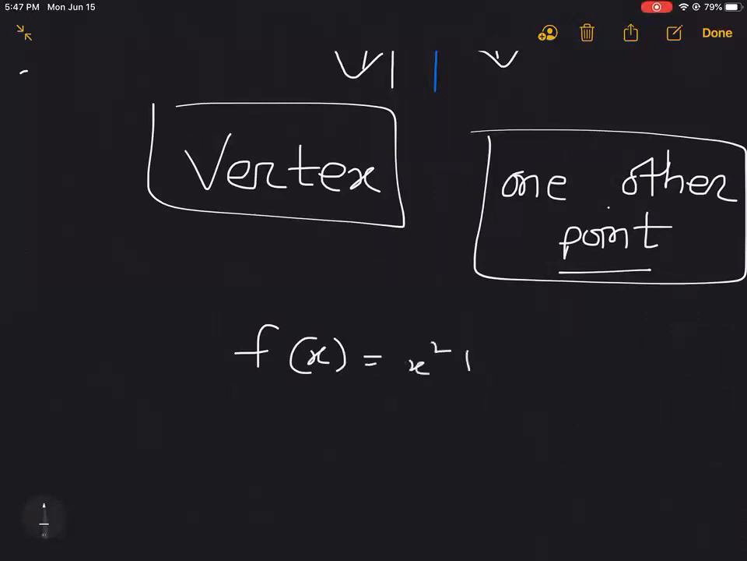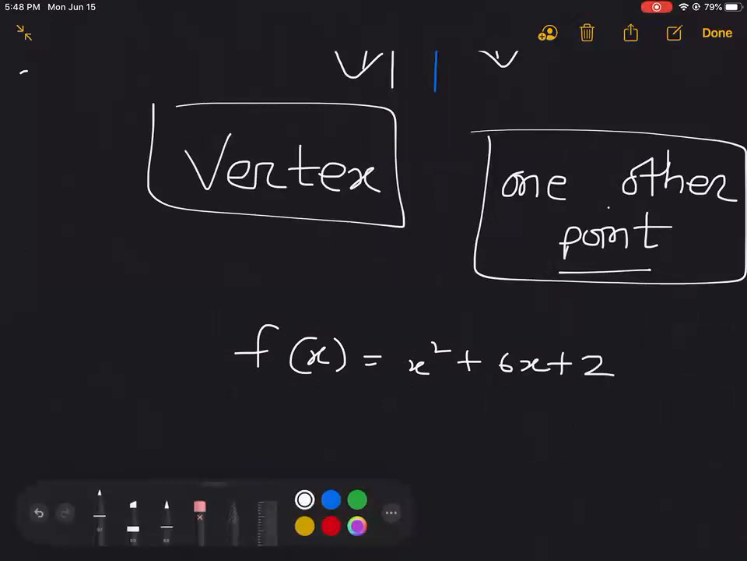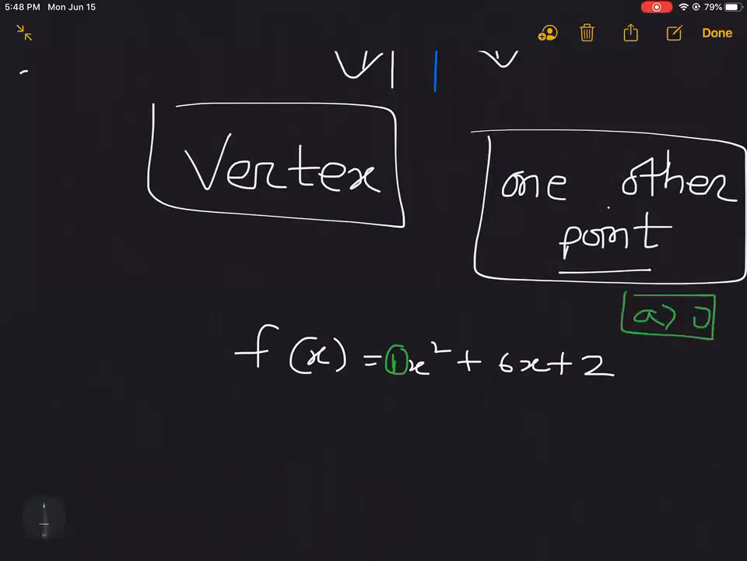x squared plus 6x plus 2. Okay, so first of all, what's the value of a here? The value of a here is 1, which is greater than 0. So definitely our graph will look like this. It's concave up, right? It's concave up, we know that. So at least we know the graph will look like this. If we have multiple choice questions, at least we know by just eyeballing the question that the graph will definitely look like this.